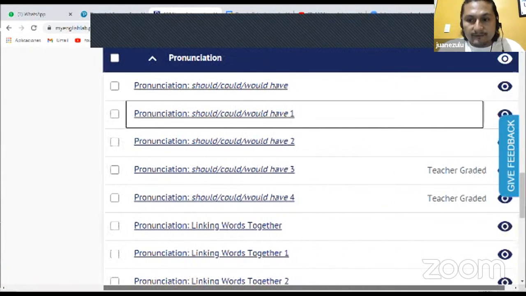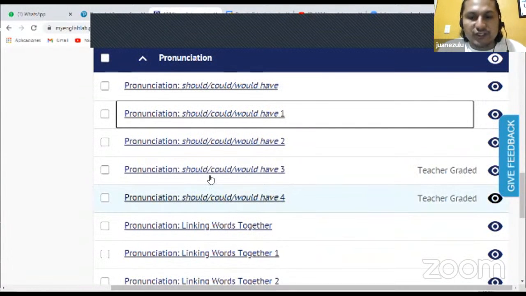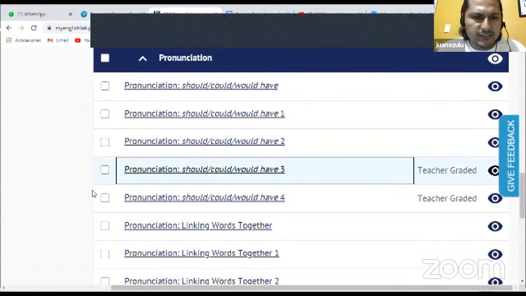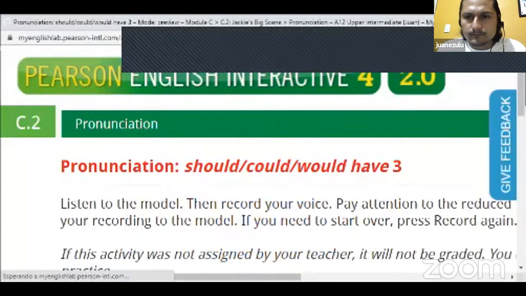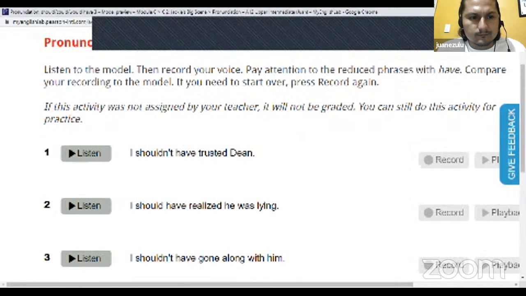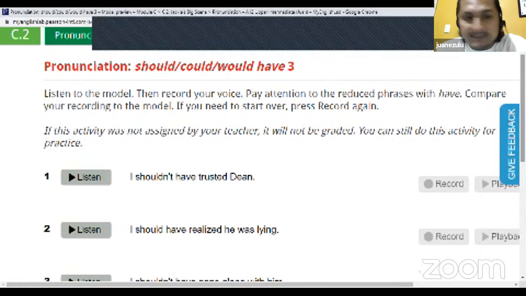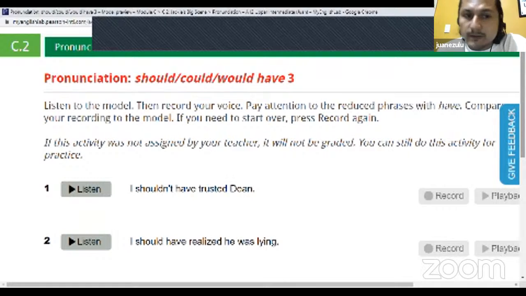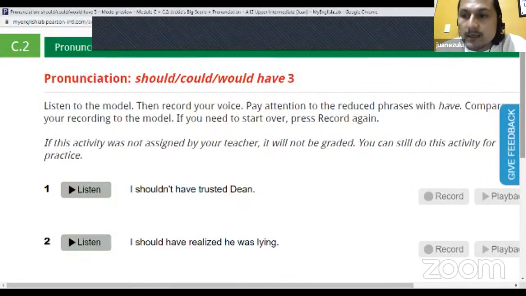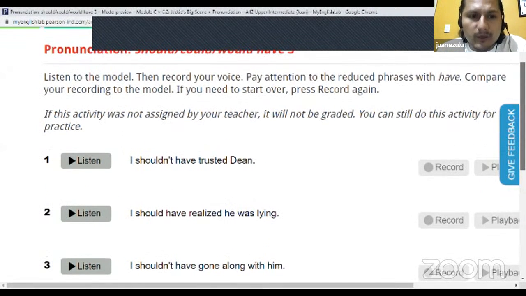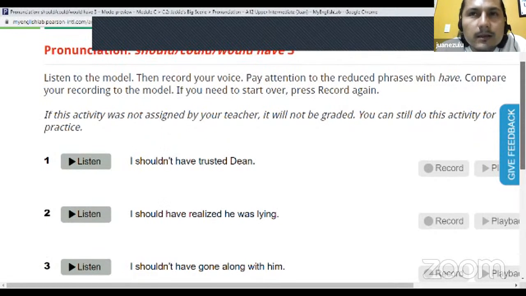I believe we also have an activity in which you guys are going to record your voice. Let me open this one. Let me reshare. Okay, so in this specific activity, you have to listen to the model, then record your voice. Pay attention to the reduced phrases with have. Compare your recording to the model. Maybe listen and repeat. If you need to start over, press record again.